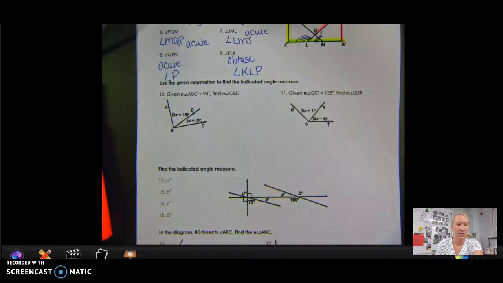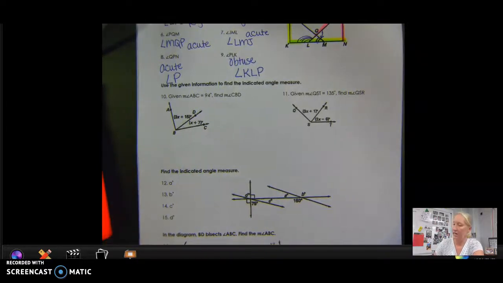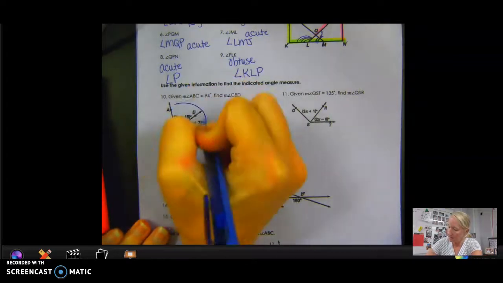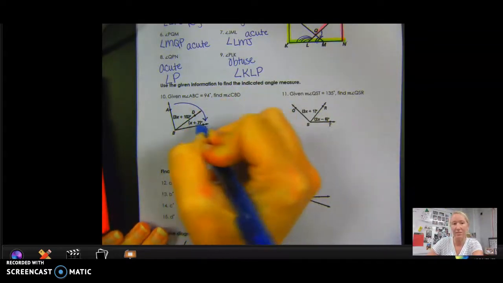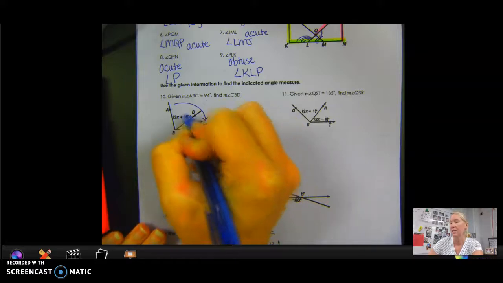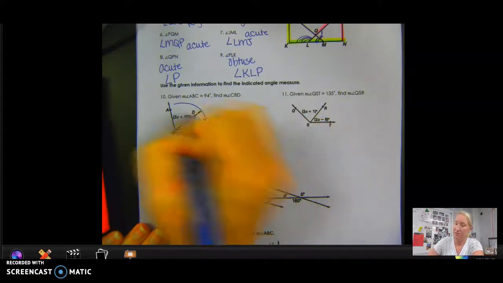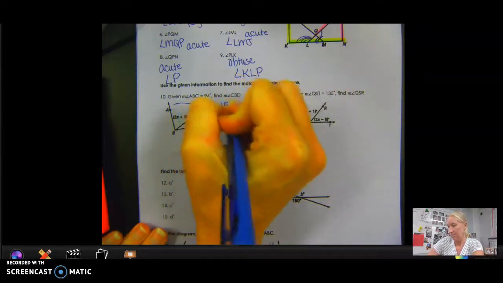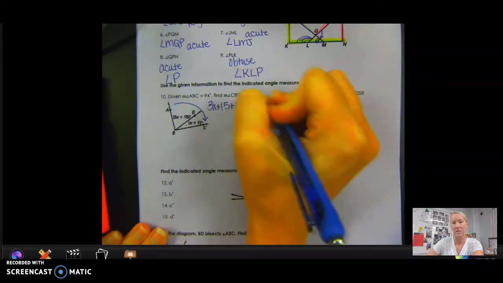All right. Use the given information to find the indicated angle. Given that A to B to C, so the big angle, is 94 degrees, find just C to B to D. Before I can find C to B to D, I would need to find X. This is angle addition postulate, which states that this angle plus this angle equals the whole thing. So 3x plus 15 plus x plus 7 would equal the whole angle, which they said was 94 degrees.